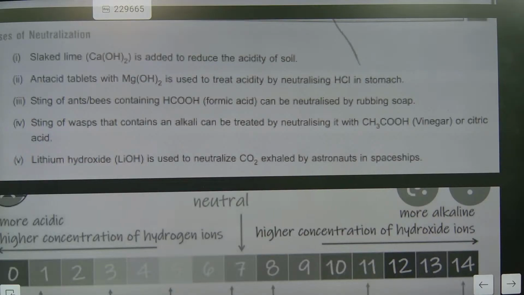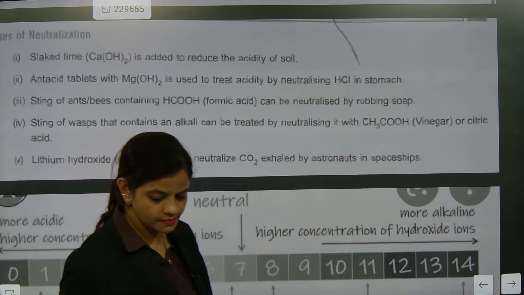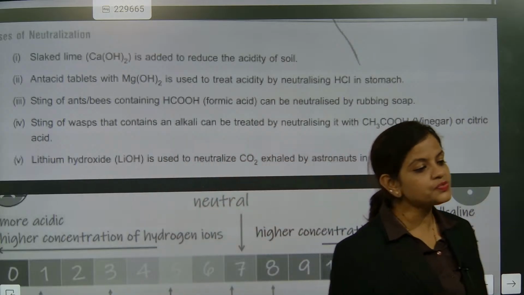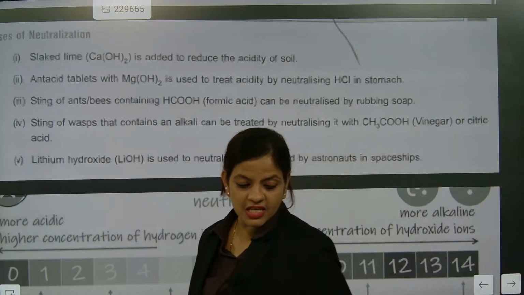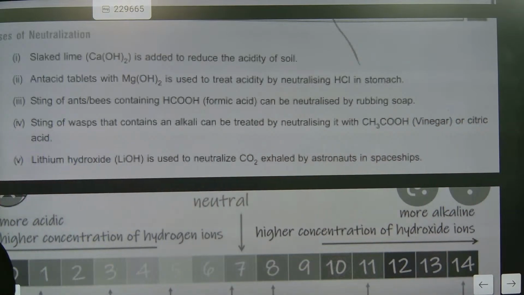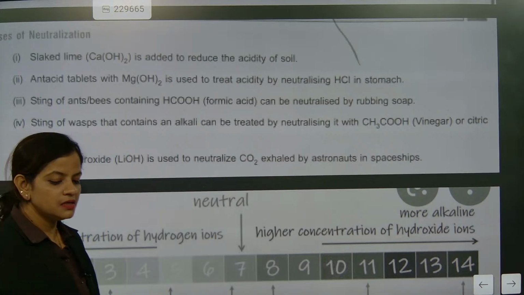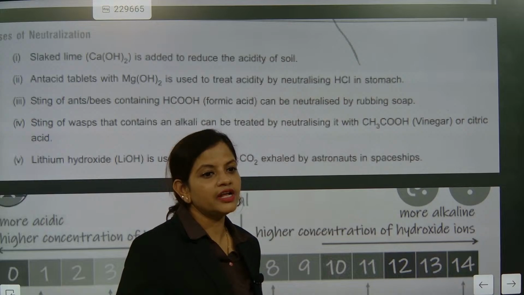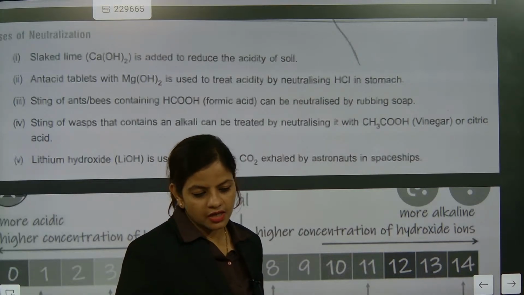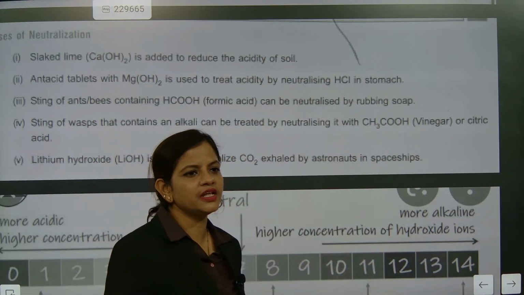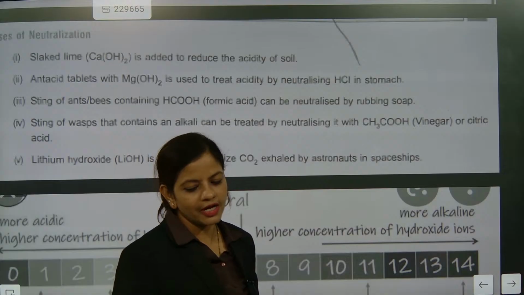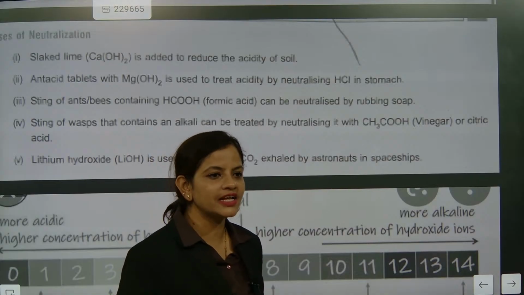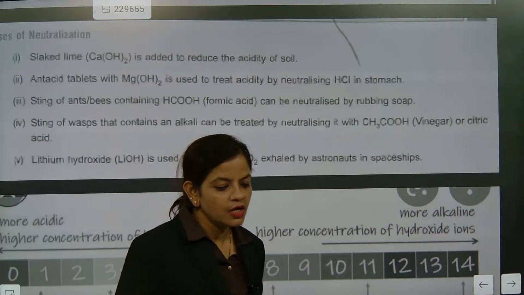Is it done? Wasp sting is exactly what? Alkaline, basic. Then what are we going to add? Acids. Very good. That time we apply vinegar. See, toothpaste is most probably basic in nature. So whenever an ant bites, toothpaste also will act as a remedy. Understood or not? So now look here.